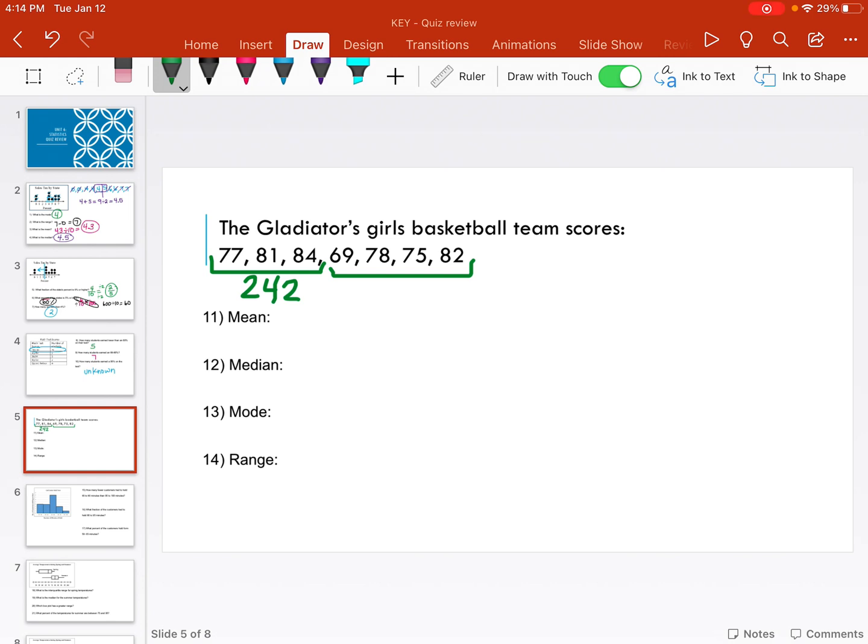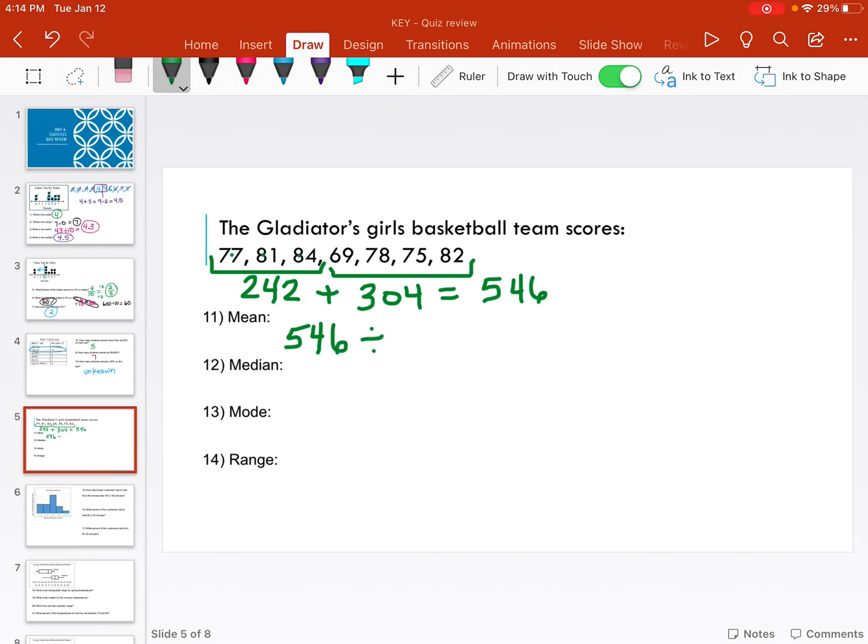And then on my other side, 69 plus 78 plus 75 plus 82, I get 304. And then I'm just going to add those two numbers. So 304 plus 242, which gives me 546. Okay, that's not my final answer though, right? That's my total. Now I'm going to divide by how many numbers there were.